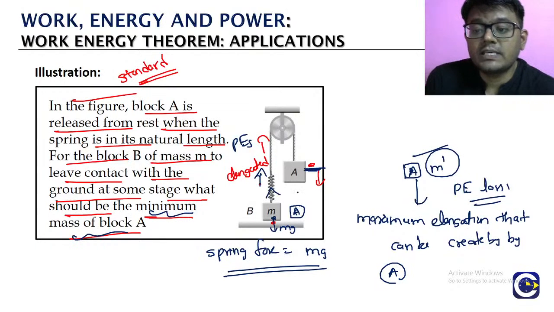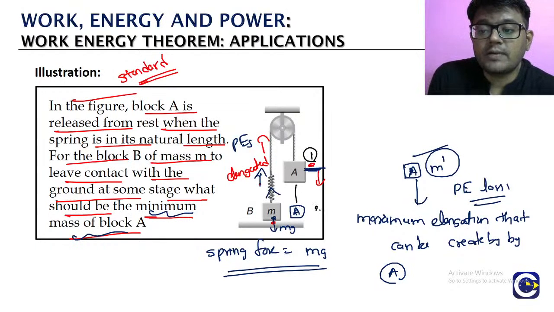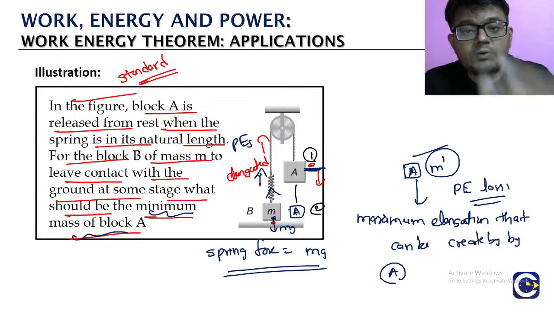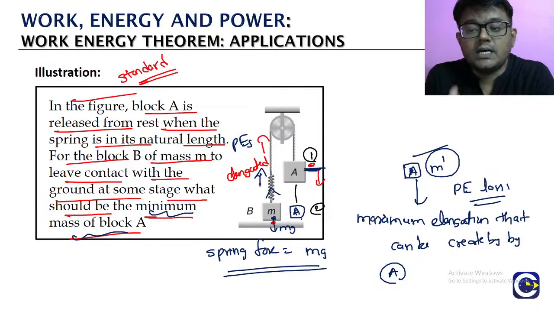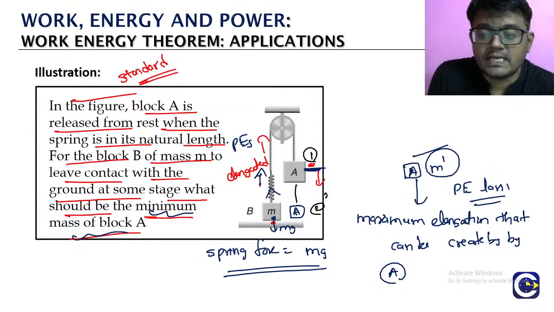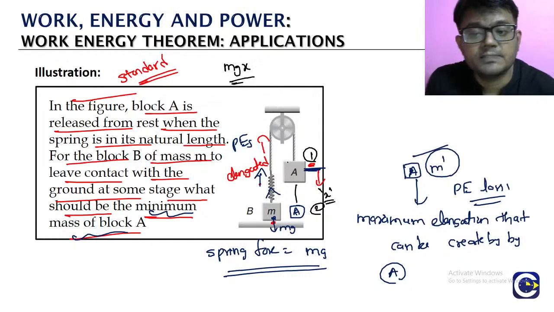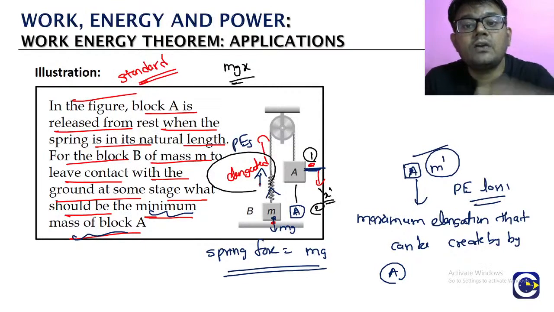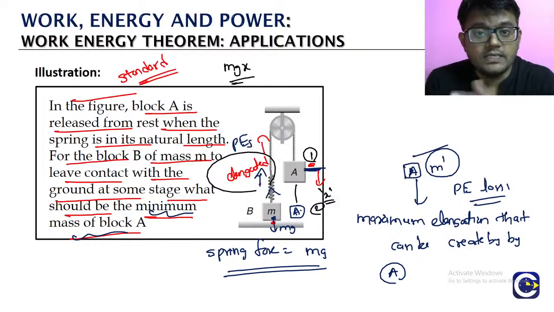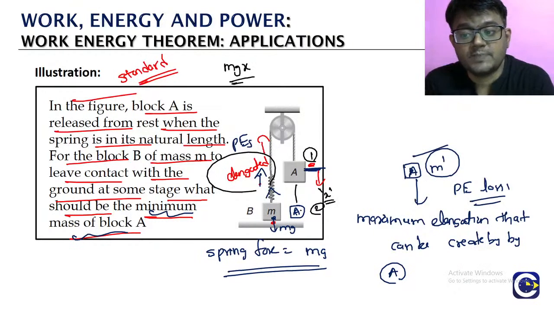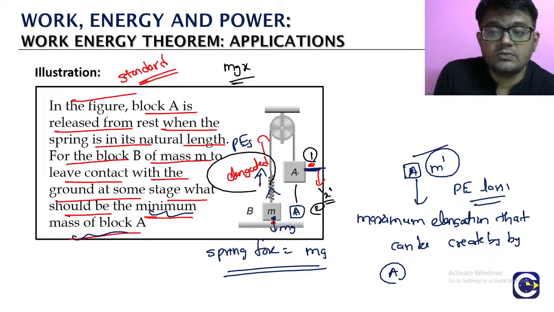Now for the maximum elongation, between point 1 and point 2, initially the kinetic energy of the block is 0, and finally the kinetic energy will also be 0. The gravitational potential energy loss, let us say it is coming down by a value x. What is the loss of gravitational potential energy? mgx. That is resulting in the gain of spring potential energy. Whatever the loss of the gravitational potential energy for the block A is resulting in spring potential energy for the spring. By the way, this is not m, this is what?